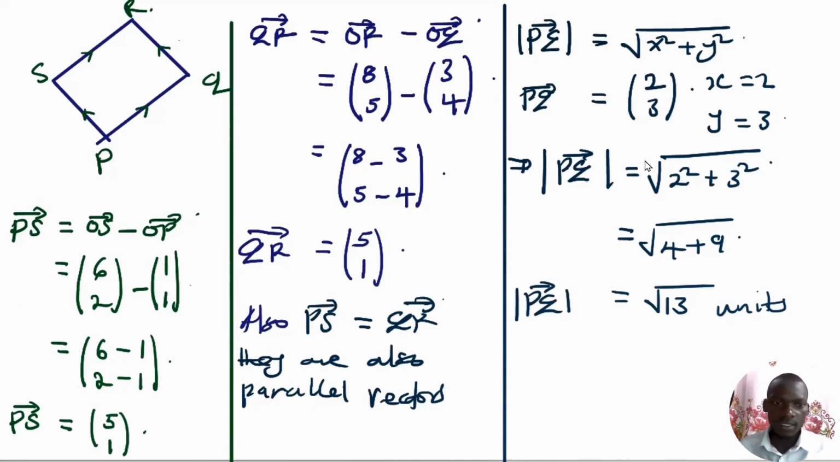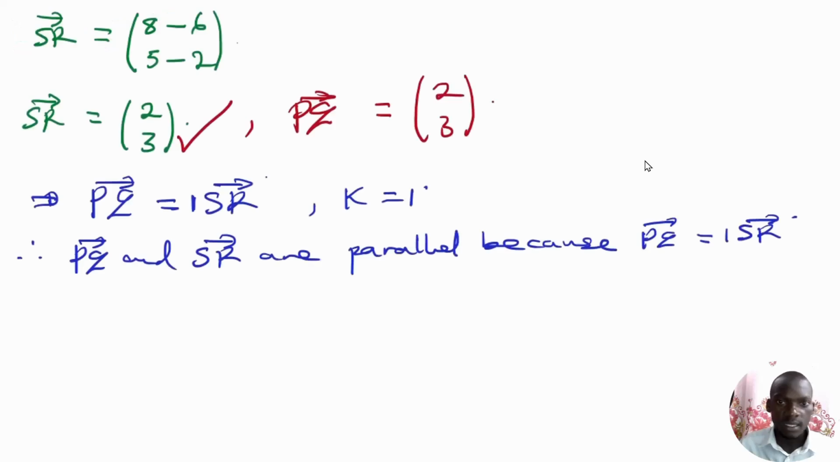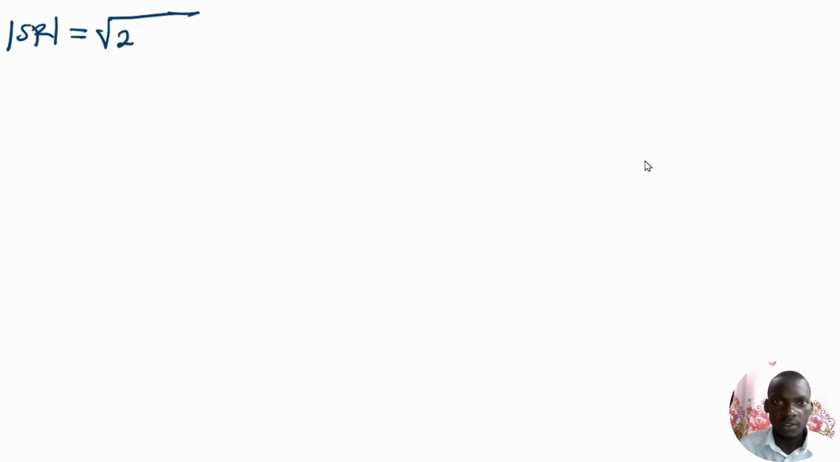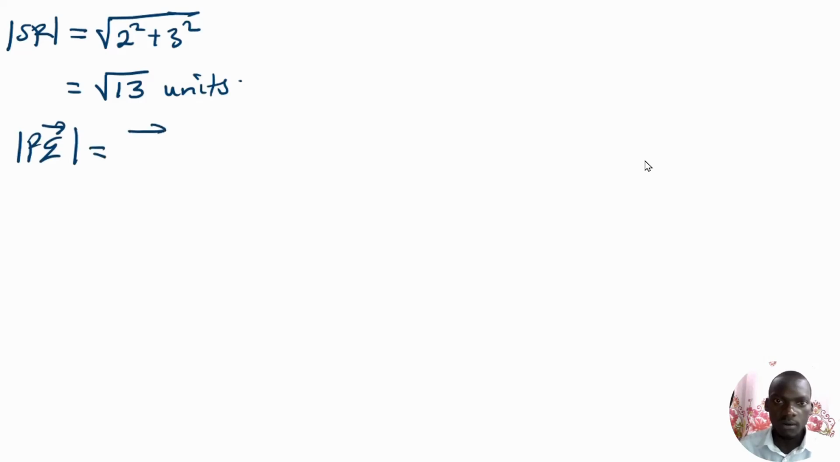Let us also get the magnitude of vector SR. Vector SR is also (2, 3). So let's substitute in: 2 squared plus 3 squared, implying that the magnitude of vector SR is also the square root of 13 units. So we've seen that the magnitude of vector PQ is equal to the magnitude of vector SR, meaning that those sides are equal.